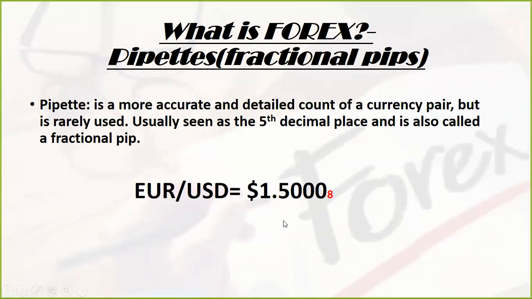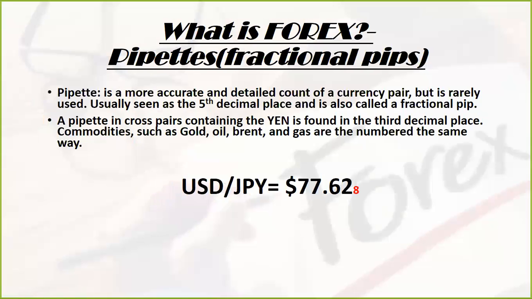So the fourth decimal place is really where you want to pay attention to in terms of how many pips it has moved. There's always going to be that extra fifth decimal, but 9 times out of 10 you're just going to be ignoring it. You always want to focus on the fourth decimal place, because that's what tells you the amount of pips that pair has moved. And it's the same thing with any pair that may have the Japanese yen or any commodities such as gold, oil, Brent, and gas.